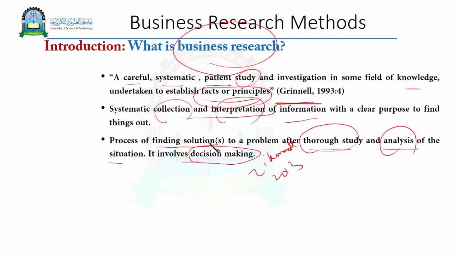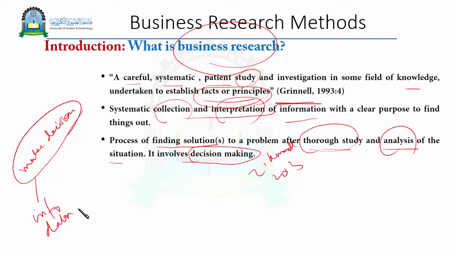One of the main things in this definition, which is very important, is that it involves decision making, and this is what makes business research different from research in some other fields. We do business research for developing things, for coming up with new ideas and new solutions for problems, but it can also help in decision making, in the sense that when we make a decision, we also gather information or collect data, then analyze this data, then come up with decision alternatives.